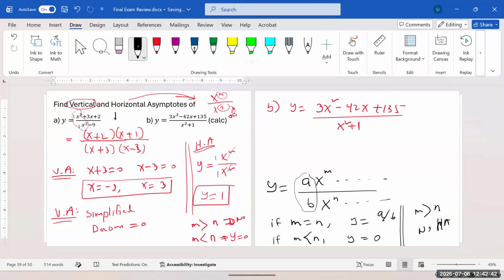Okay, the next one. We have 3x squared minus 42x plus 135 divided by x squared plus 1. We are looking for both horizontal and vertical asymptote. What do you think about the vertical asymptote? We know it's the simplified denominator, right? And in order to simplify, we want to factor mostly, right? Can you factor the denominator? No. So since we cannot factor the denominator, we have to take this denominator to find the vertical asymptote. We set it equal to 0.